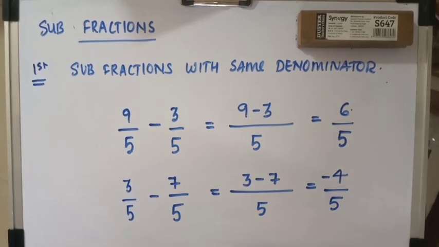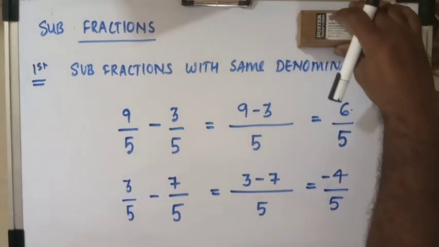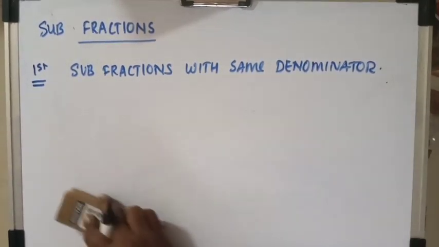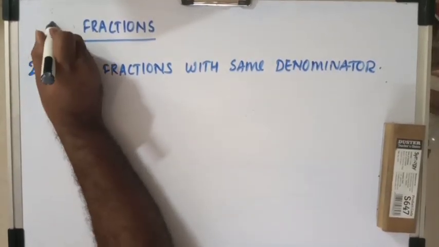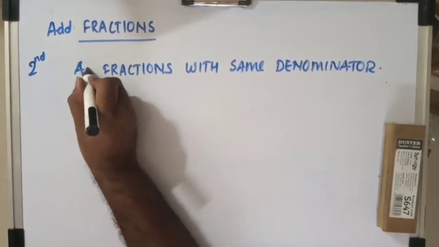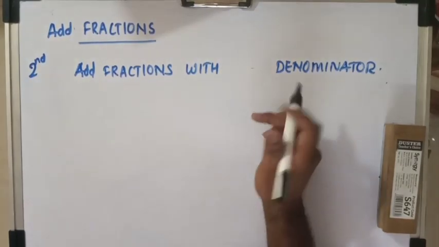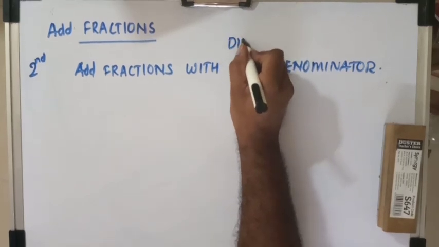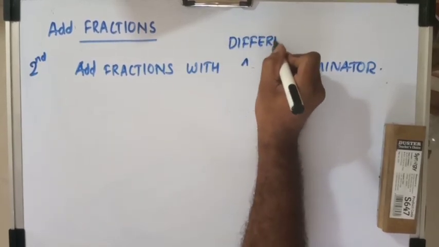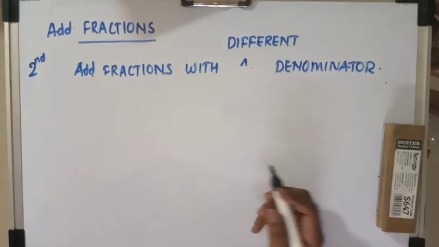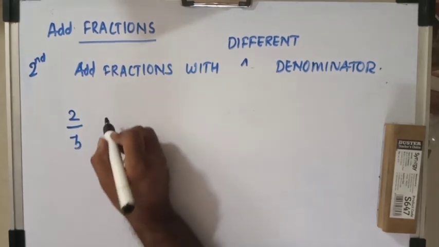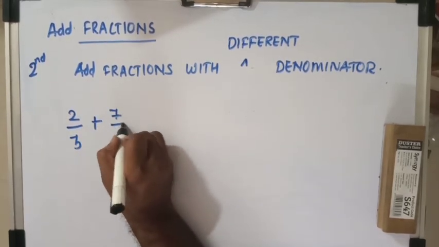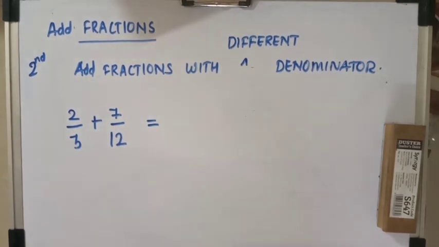Okay, now we'll be looking at fractions whose denominators are different. Secondly, we'll be looking at adding fractions with not the same but different denominators. So how are you going to do it? I'll help you out. Say 2 upon 3 is a fraction which is being added to 7 upon 12.